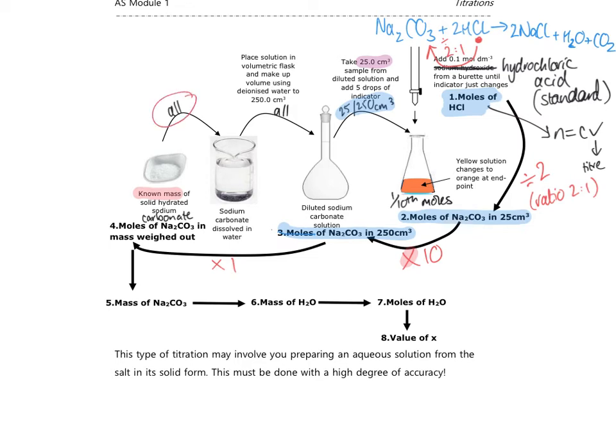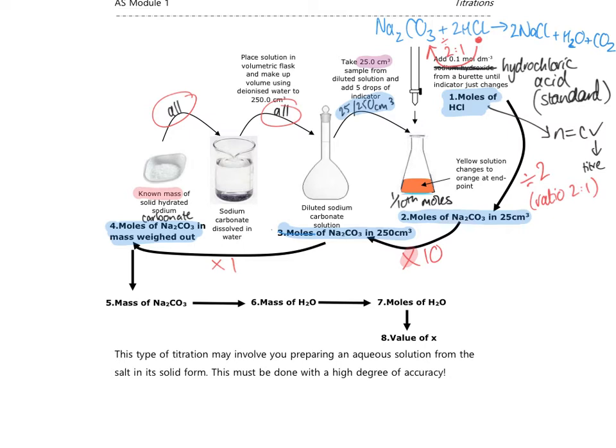Why is that? It's because we transferred all of our salt into the beaker to be dissolved, and then all of that into the volumetric flask. So that volumetric flask contains all of the moles of sodium carbonate that we started with in our initially weighed out sample, our known mass of the hydrated salt. So moving backwards then, the number of moles of sodium carbonate in the volumetric flask is the same as the number of moles in the initial sample. So once we are at step number 4 here, then we know our number of moles of sodium carbonate in the mass weighed out.